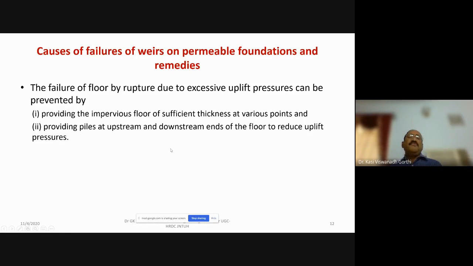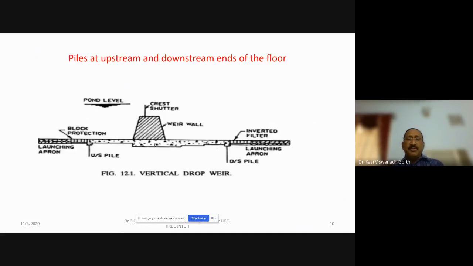See, for failure 1 and failure 2, the preventive measures are the same. The first preventive measure is to provide sufficient length of this concrete floor on the upstream side and also on the downstream side. The second preventive measure is to provide a cutoff or a sheet pile on the upstream side, and also on the downstream side.